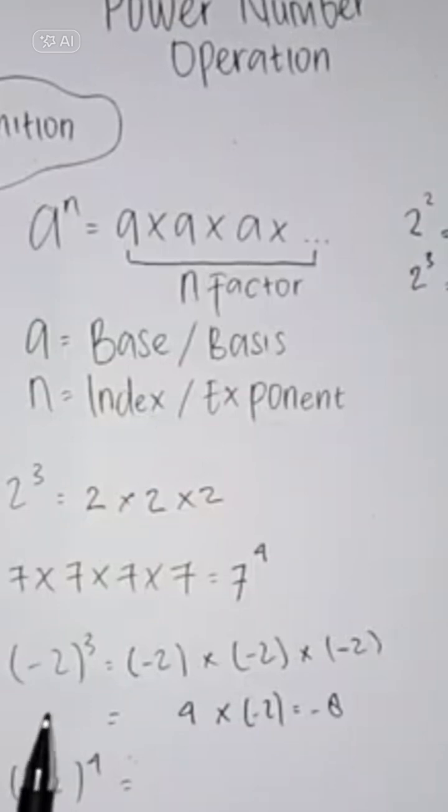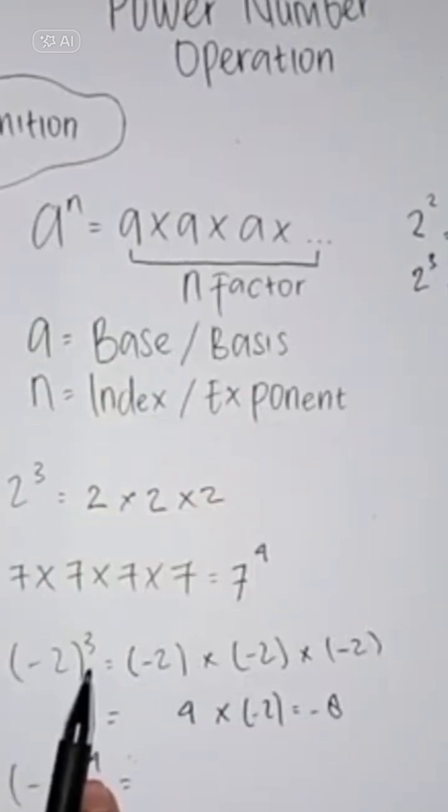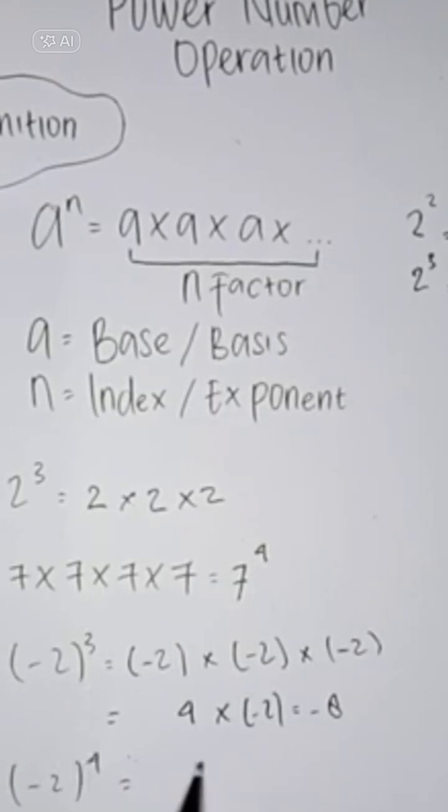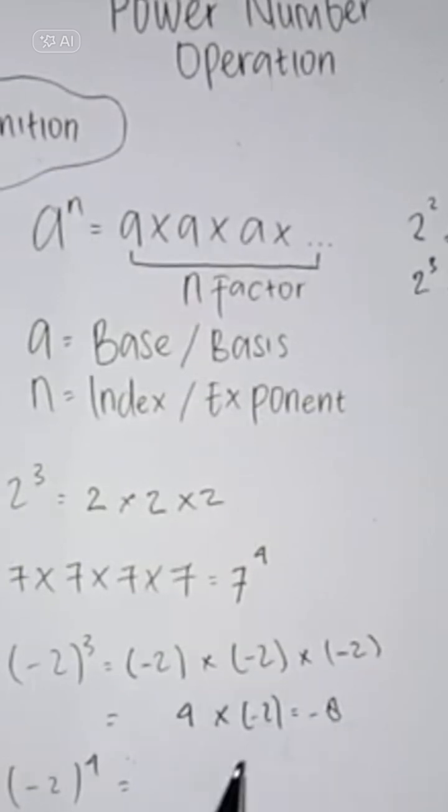If a negative number is raised to an odd power, it will produce a negative number. In this example, the exponent is 3, which is an odd number. Then the result will be a negative number.